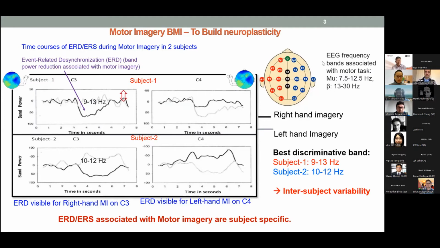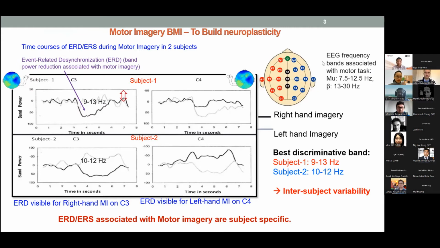One is called inter-subject variability, which means when a person is doing motor imagery, imagination of movement of a body part, the electroencephalogram or EEG frequency bands that are discriminative to those motor imagery tasks vary from one person to another person. That is called inter-subject variability. And it is important to track and detect these discriminative frequency bands for every individual subject. That is called the accurate and robust method to track inter-subject variability.